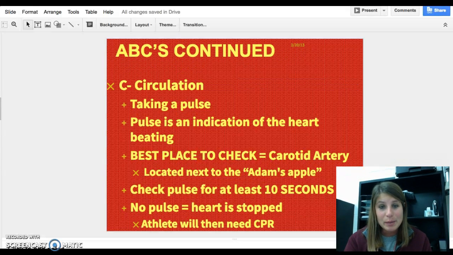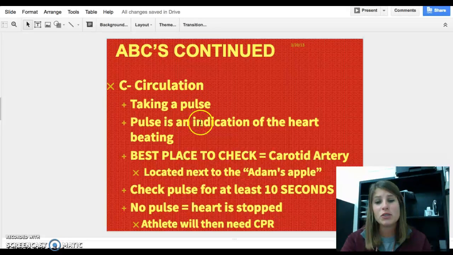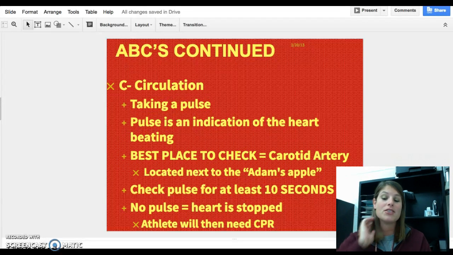The C in the ABCs is talking about circulation. And circulation has to do with blood flowing through our body, which, just like breathing, is incredibly important. So to do this, you're going to take the victim's pulse. Now, in an emergency situation, the best place to check for the pulse is the carotid artery, which is in our neck. It's going to be located right next to our Adam's apple. The boys have the Adam's apples. You're just going to go right in the middle and slide off.